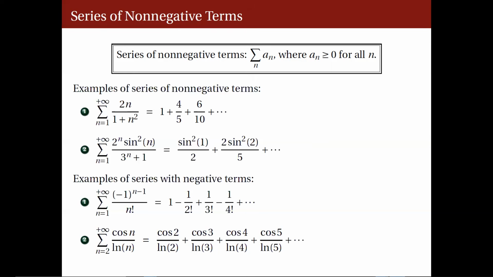Yung cosine 2 naman, dahil yung 2 radians mas malaki sa pi over 2, pero mas maliit sa pi, ito ay nasa second quadrant. Therefore, cosine 2 ay negative. Kaya cosine 2 over ln 2 is also negative.